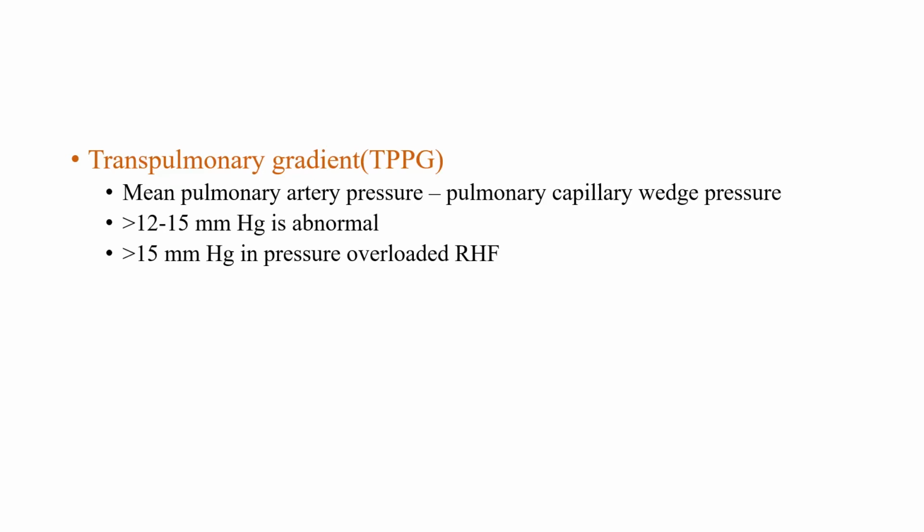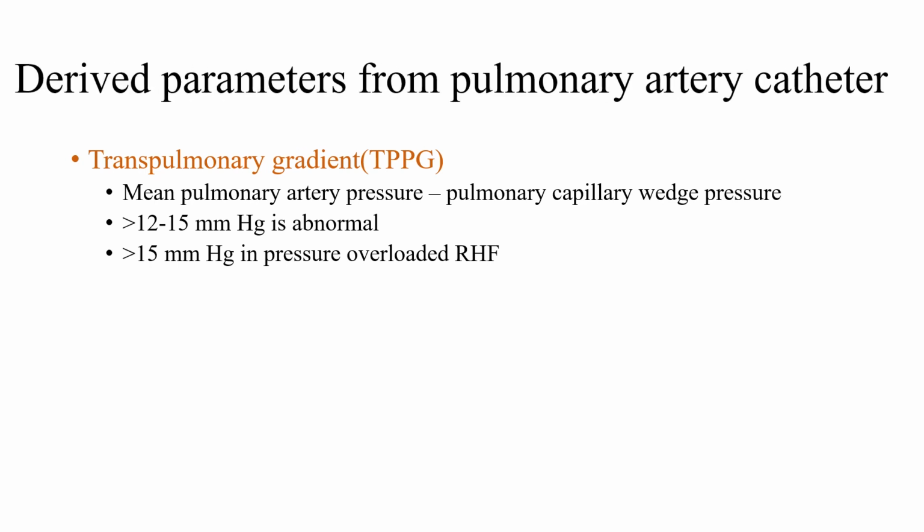In today's class, we will be discussing derived parameters from the pulmonary artery catheter. First is the transpulmonary gradient. It is the difference of mean pulmonary artery pressure minus pulmonary capillary wedge pressure. It is actually the pressure across the LV and RV, that is, in turn, it indicates the pressure across the lungs. Usually it is less than 12 millimeters of mercury. More than 12 to 15 millimeters is abnormal, and more than 15 millimeters of mercury is seen in pressure overloaded right heart failure. So that is the transpulmonary gradient.